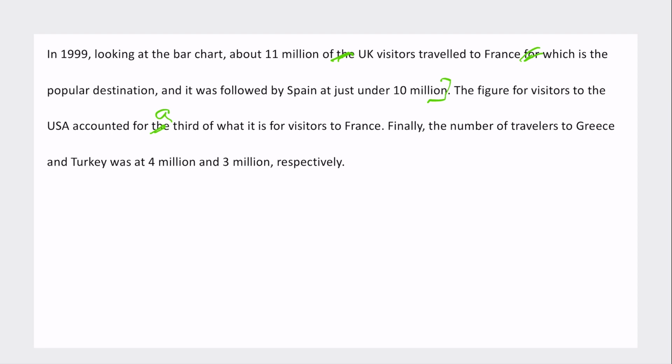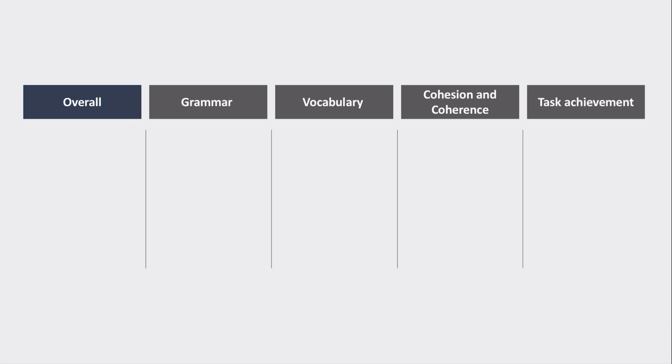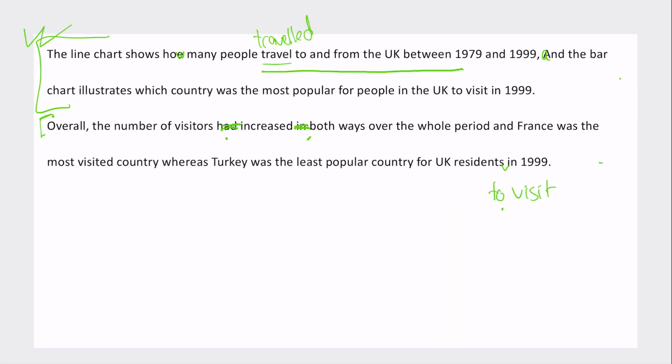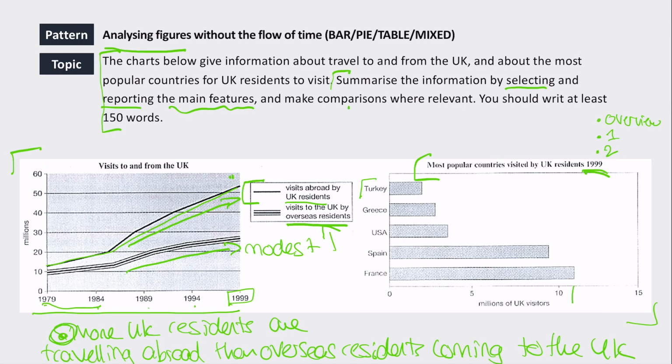Finally, the number of travellers to Greece and Turkey was at 4 million and 3 million, respectively. Yep, I like the use of the sentence. Shows me nice grammar. I like the use of the word respectively. That's quite a complicated grammar move, so I like that a lot. So yeah, this is a really good task one for what I thought was quite tricky things to compare, because really for this one there's really not a lot to say about either of them.